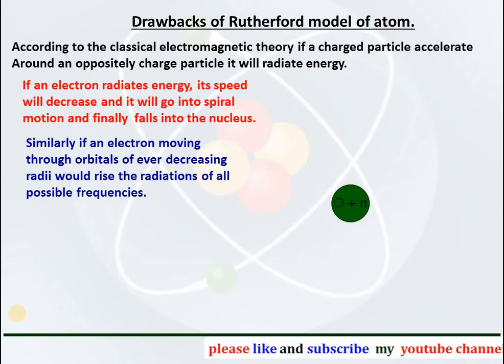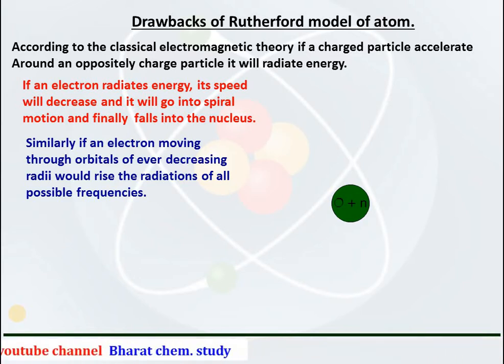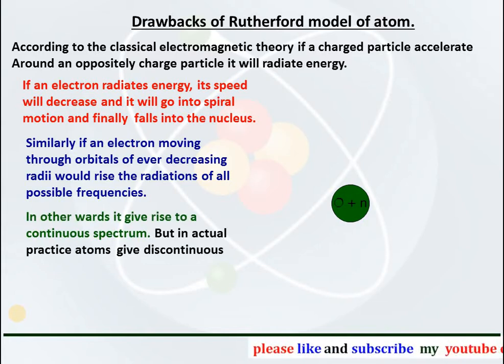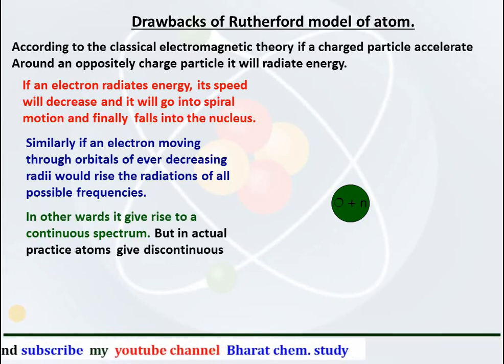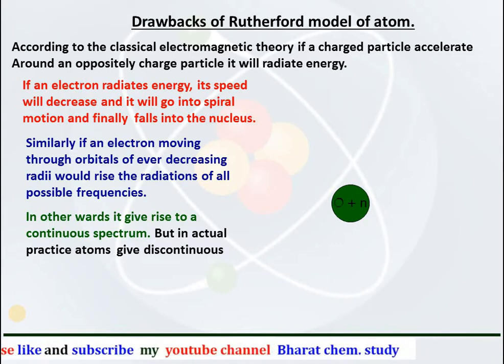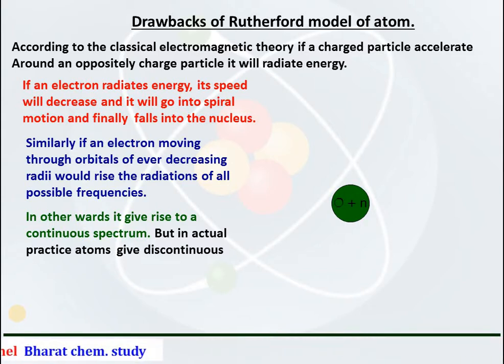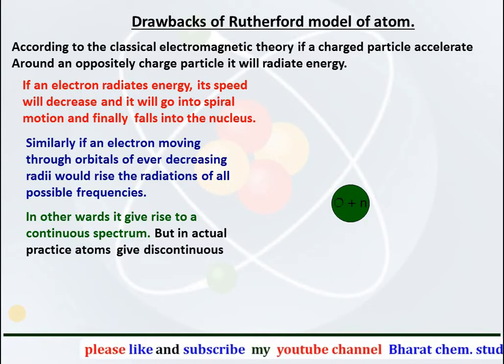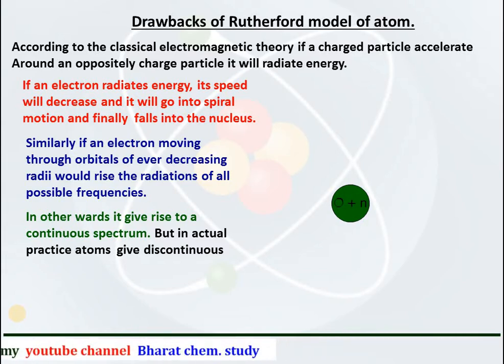Similarly, an electron moving through orbitals of ever decreasing radii would give rise to radiation of all possible frequencies. In other words, it gives rise to a continuous spectrum, but in actual practice, atoms give a discontinuous spectrum. And if the electron falls into the nucleus, the atom will not remain stable, and it was already shown by the Rutherford experiment that electrons do not exist within the nucleus. So Rutherford was unable to explain these things in his model of atom.